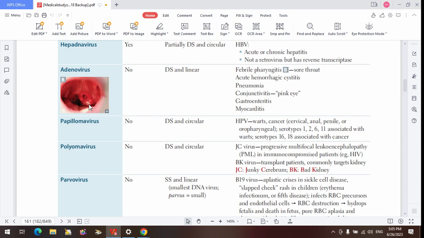So acute hemorrhagic cystitis. You guys can see this inflamed pharynx. So that is a febrile pharyngitis, sore throat.